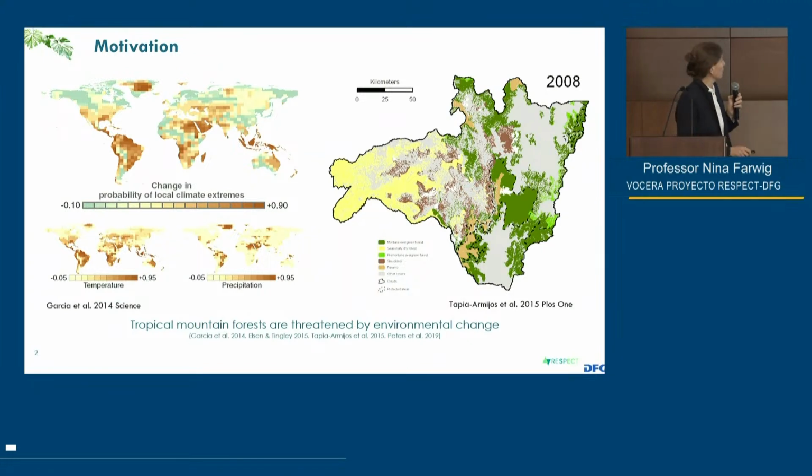to climate change, and not only to increasing temperatures and changes in precipitation patterns, but particularly also in changes in the probability of local climate extremes. Moreover, tropical mountain forests are particularly threatened by deforestation, which we have heard this morning already. And already in 2008, the lowlands of the province here in the south was already deforested by roughly 50%.